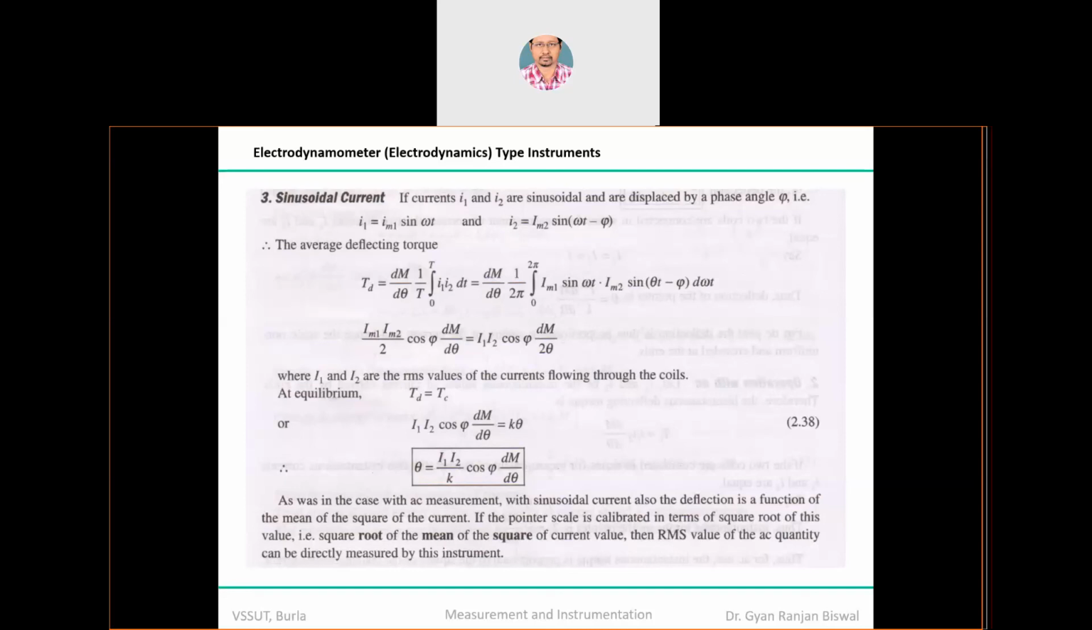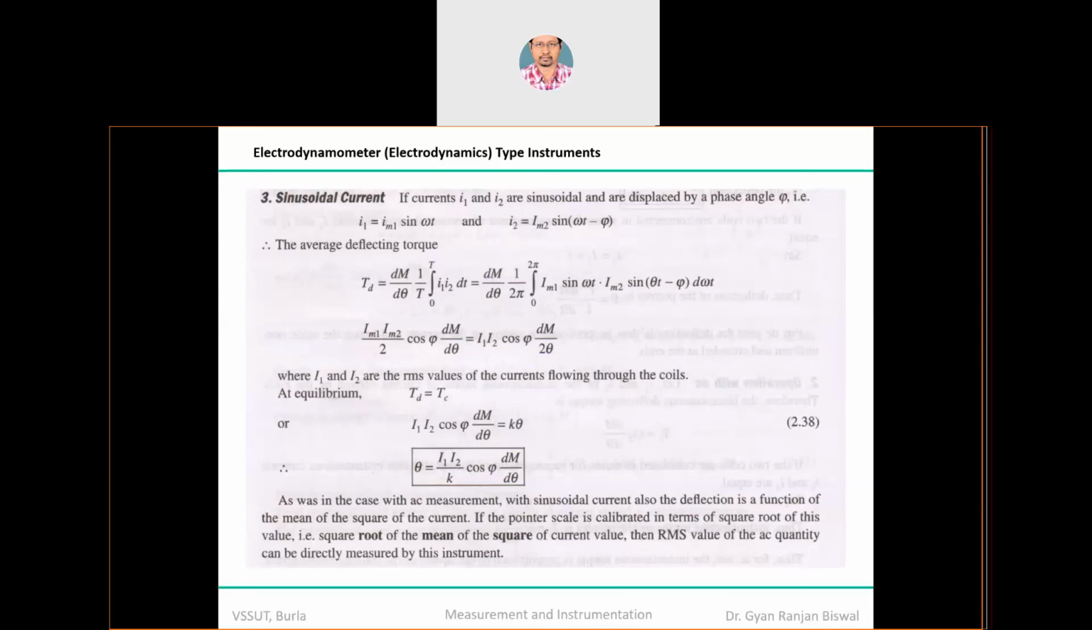So now ultimately, θ you get by applying the steady state or equilibrium condition, when the pointer experiences a steady state. In that case, I1 I2 cos φ dM/dθ is equal to kθ, or in other words, θ is equal to I1 I2 cos φ (dM/dθ) upon k. Remember, this cos φ is added additionally. That is the reason we can measure the power factor of the signal also with the help of the same electrodynamometer instrument, though these things we will discuss in detail in the next unit.